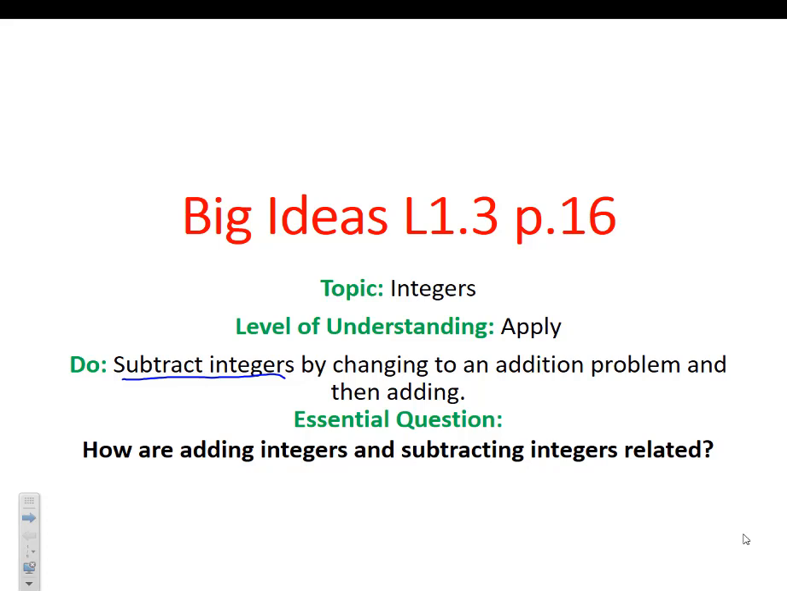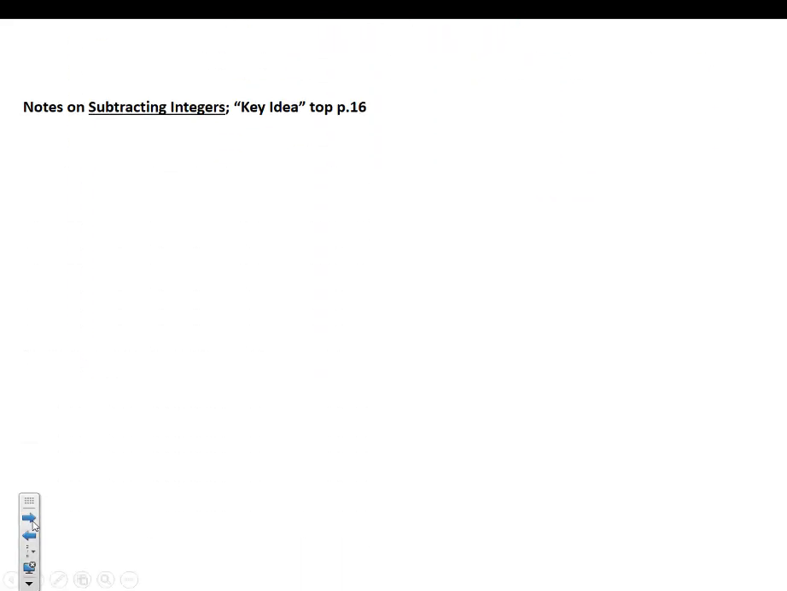How cool is that? Our essential question, ladies and gentlemen: how are adding integers and subtracting integers related? Now, I know being a person of character and intelligence, you went to the book and wrote down those notes from the book first so that you have an idea of what we're going to be doing.